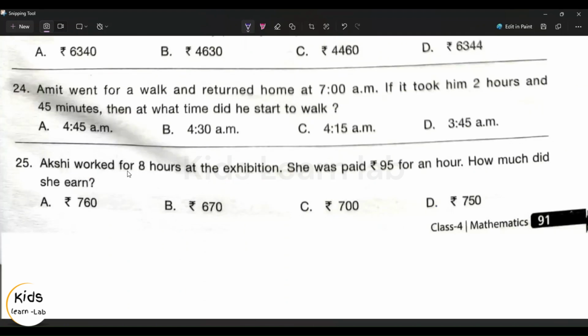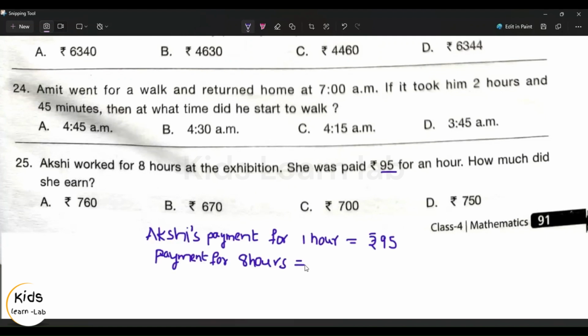25th question. Akshi worked for 8 hours at the exhibition. She was paid rupees 95 for an hour. How much did she earn? So Akshi worked for 8 hours. She was paid 95 rupees for an hour. So we are supposed to find out 8 hours payment. Akshi's payment for 1 hour is equal to rupees 95. Payment for 8 hours is equal to 95 into 8.